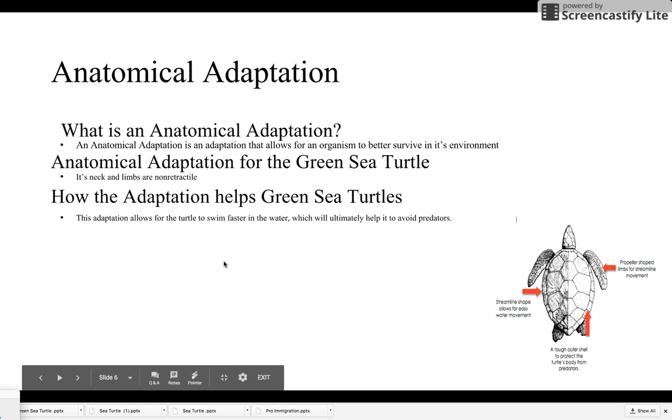Now, on to information from component 2. We have an anatomical adaptation. An anatomical adaptation is basically an adaptation that allows for an organism to better survive in its own environment. One anatomical adaptation for the green sea turtle is that its neck and its limbs are non-retractable, unlike most regular turtles. This adaptation allows for the turtle to swim faster in water, which, like I stated before, will ultimately help it to avoid predators and being eaten and killed.